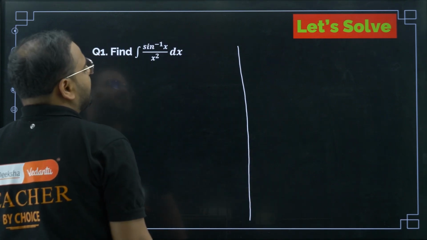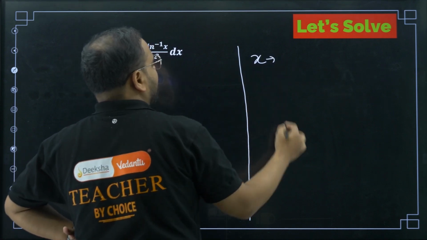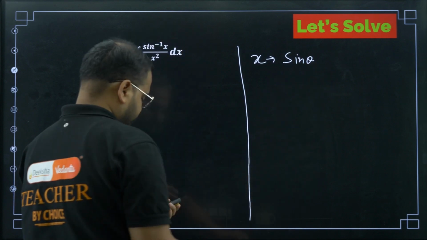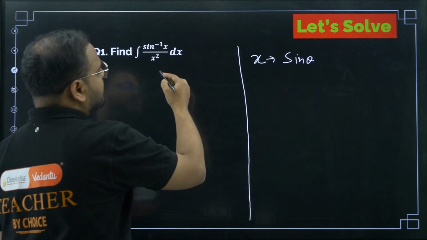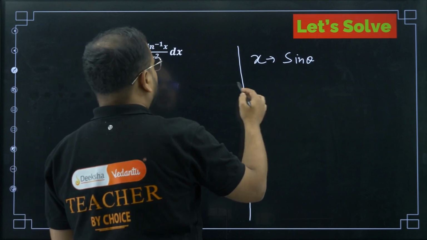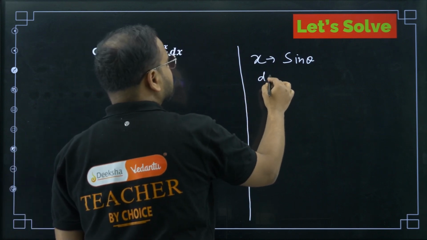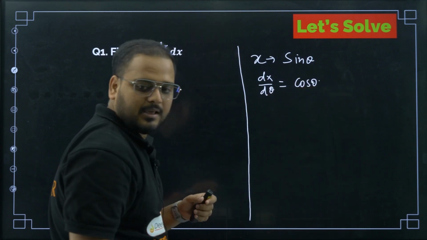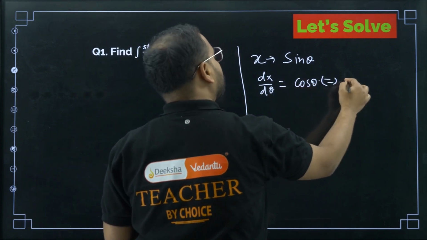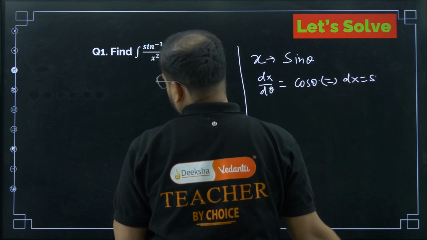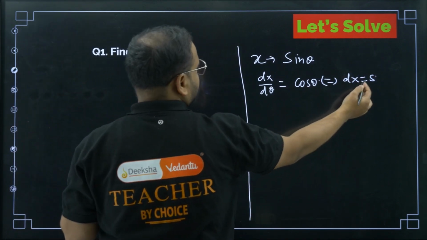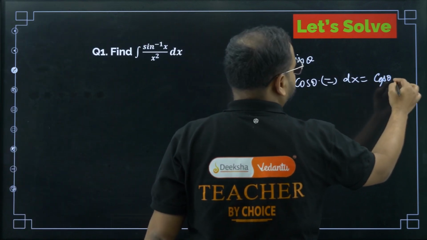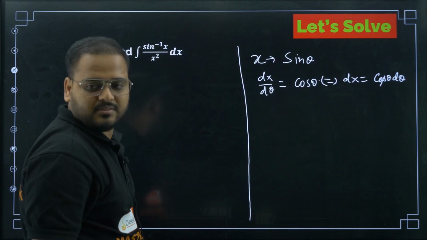I'll try to simplify. If I take x as sine theta, what will this become? Differentiate this: dx by d theta equals cos theta. Am I right? Please take the d theta over here. I get dx equals cos theta d theta. This part is okay.